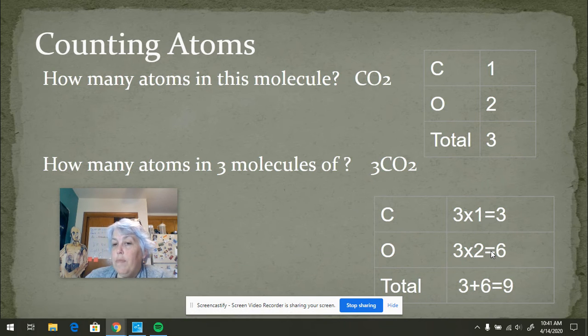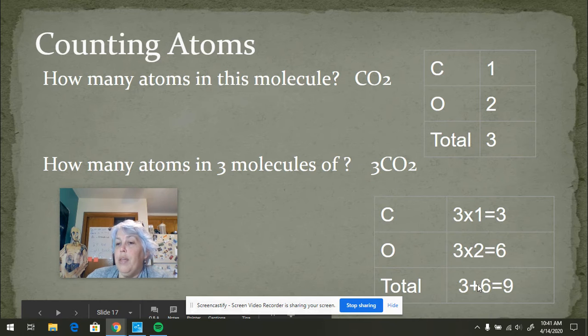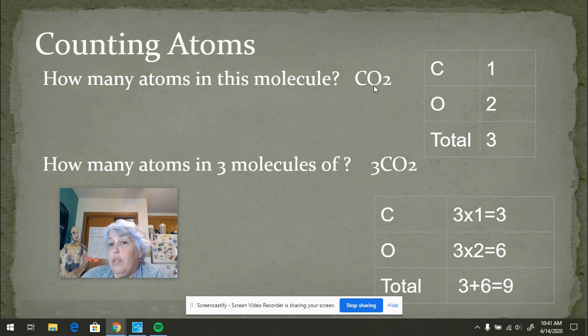How many total atoms do we have in this term? 3 plus 6 is 9. So 3 carbons, 6 oxygens is a total of 9 atoms right here. Another way you could do this is recognize that there's 3 atoms in carbon dioxide. What's 3 times 3? It's 9.